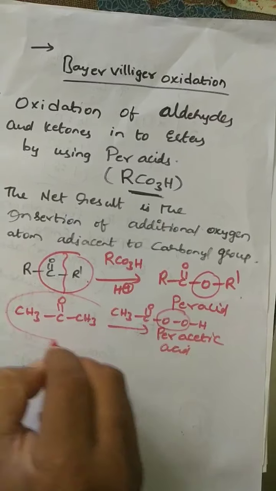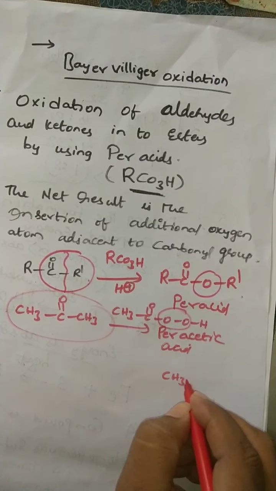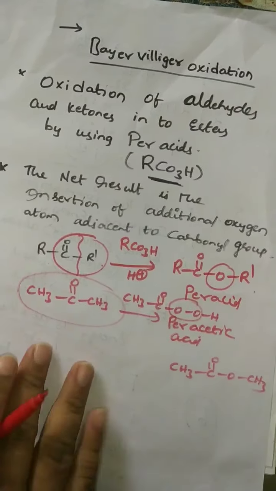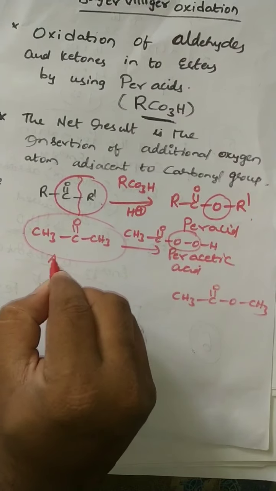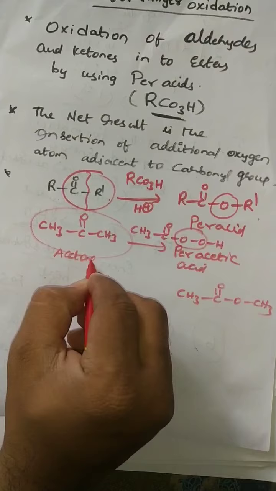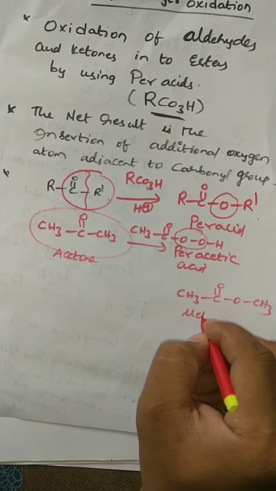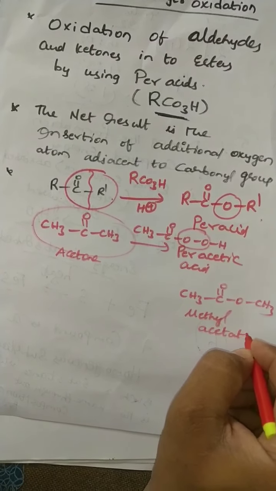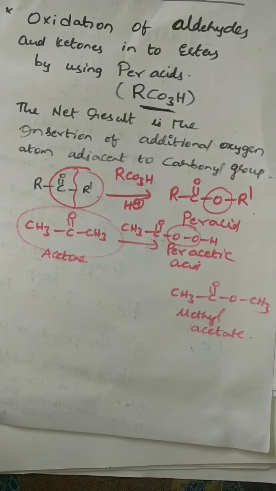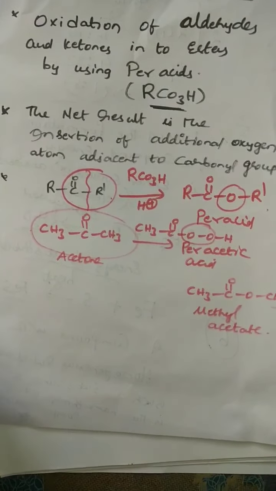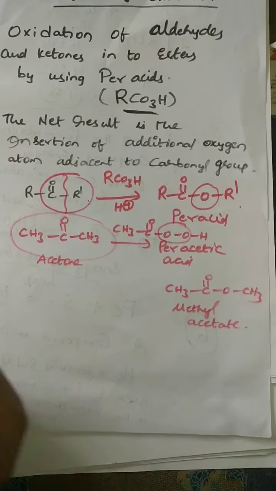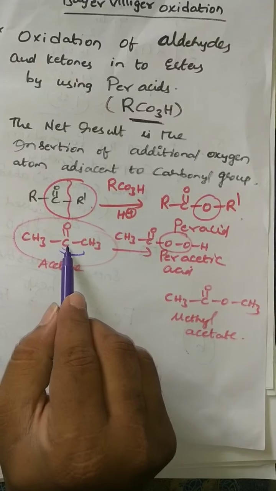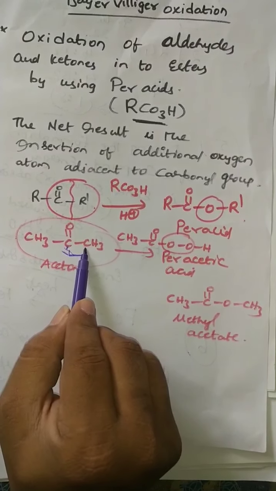Now what happens, students? This acetone turns into CH3COOCH3, methyl acetate ester. Acetone turns into methyl acetate ester. So here an extra oxygen has been inserted between the carbonyl group and the alkyl group, because it is a symmetrical ketone.